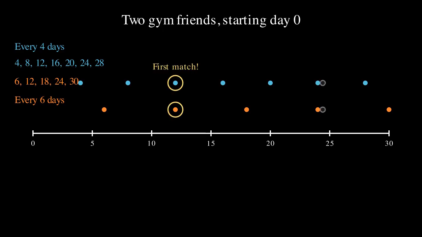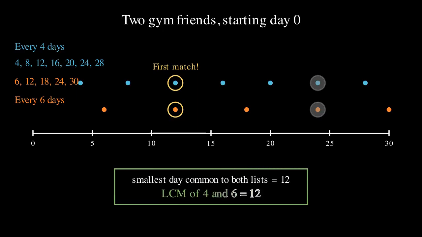Look for the very first day that shows up on both lists. 12 appears on both, and it's the smallest number common to both lists. So 12 days is the smallest total gap, where both friends land together again. That smallest shared stack is exactly what we call the lowest common multiple of 4 and 6.